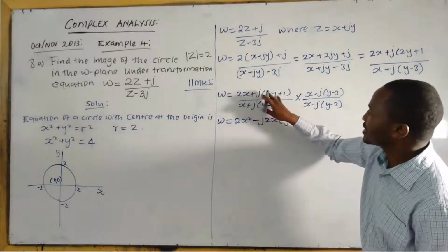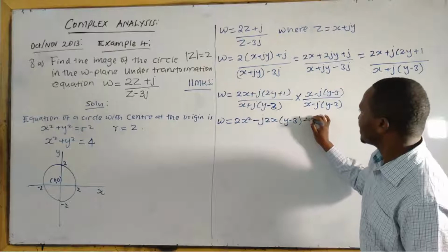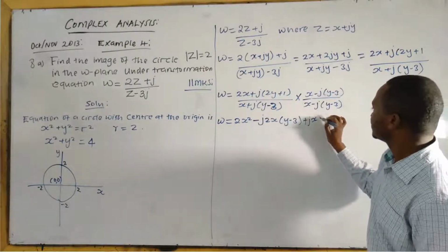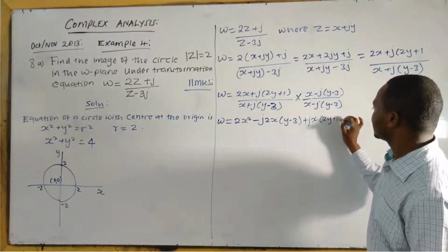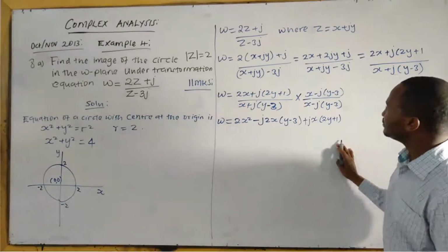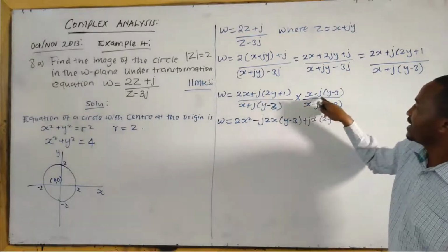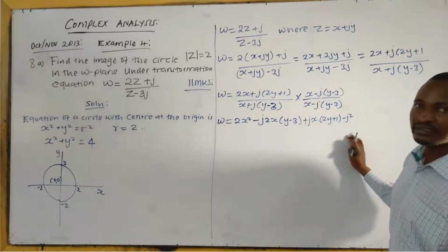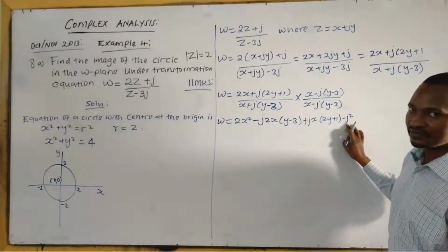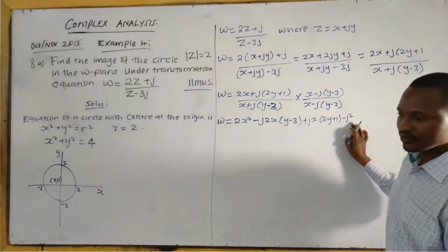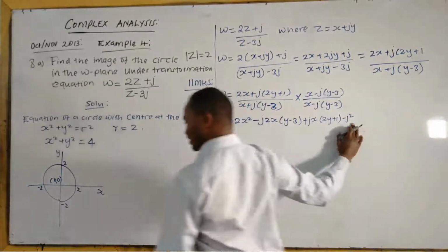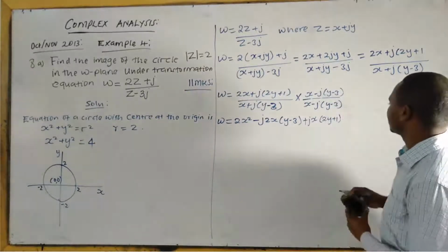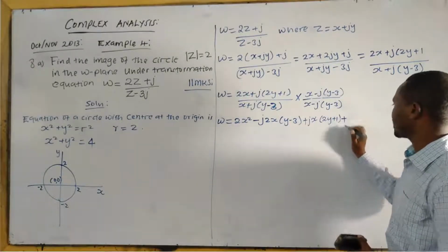J into bracket 2y plus 1 times this, it is plus jx, because of this j and the x. 2y plus 1, and then another this one, j and negative j squared, but we know j squared is negative 1, so it is negative times negative 1, which will give us positive 1.